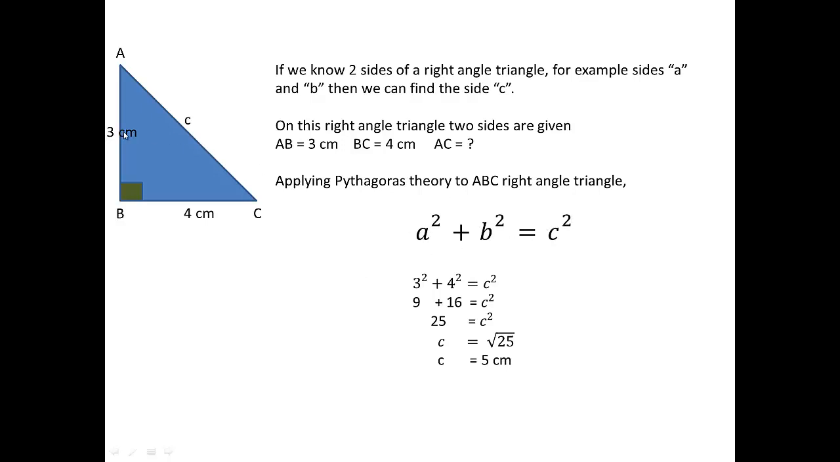a is equal to 3 centimeters, but we have to take the square of that. That is 3 squared. b is equal to 4 centimeters, but we must take the square of 4. c we do not know. Therefore, c squared is equal to 9 plus 16. c squared is equal to 25. But we must find the value of c. Therefore, we have to take the square root of 25. c is equal to 5 centimeters.